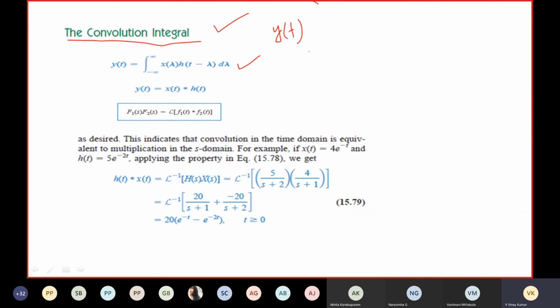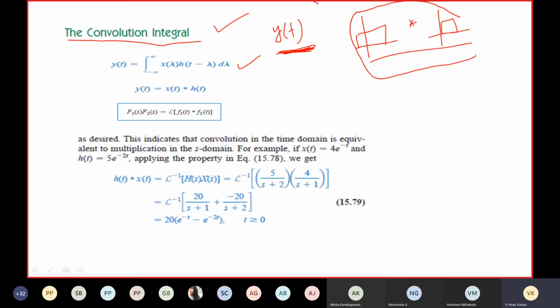If you have two signals, you get the output using the convolution integral. Convolution means folding: if you have two signals like this, you can have the convolution of both signals by folding and multiplying point to point, and finally you get y of t. Y of t is equal to, this is not a multiplication of two signals.